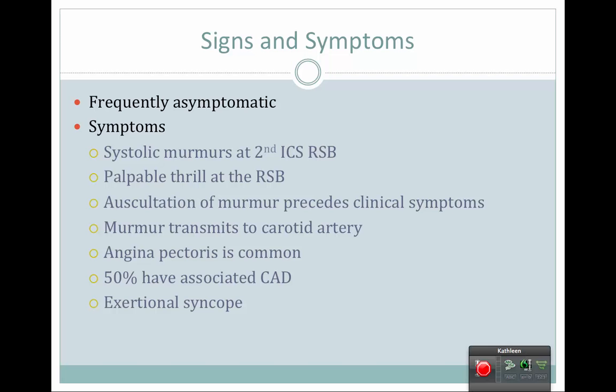Auscultation of the murmur comes before the clinical symptoms. The murmur transmits to the carotid artery, so make sure you check the neck with your stethoscope. Chest pain could be due to aortic stenosis. 50% of these patients have associated coronary artery disease, and they also have exertional syncope. Okay?